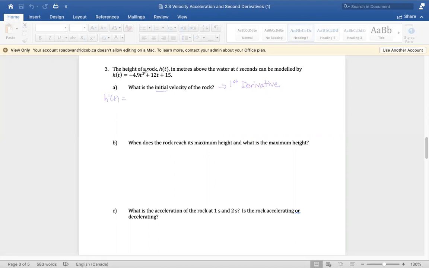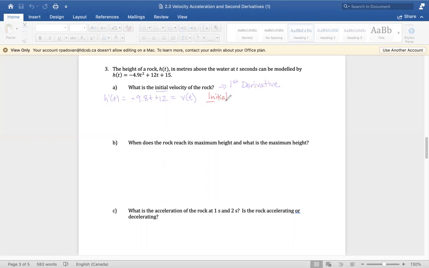So that would be negative 4.9 and then times 2, right? So that would be negative 9.8 t. And then that would be an exponent of 1, so plus 12. And that's it. So this is h prime of t. This is also equal to our velocity function, which we said we can write as v of t.